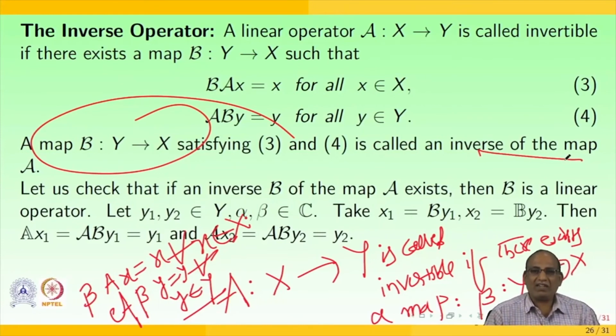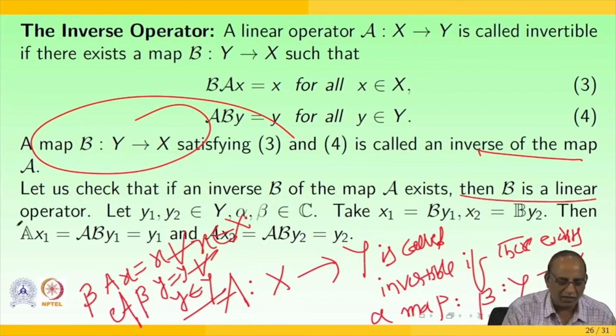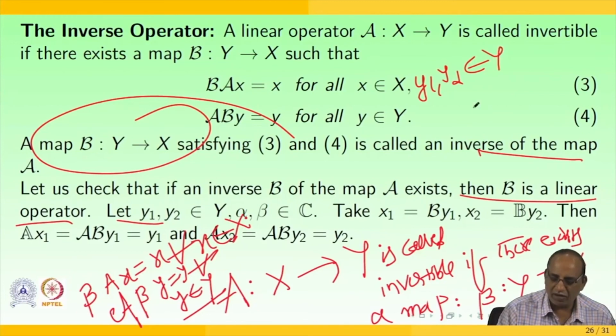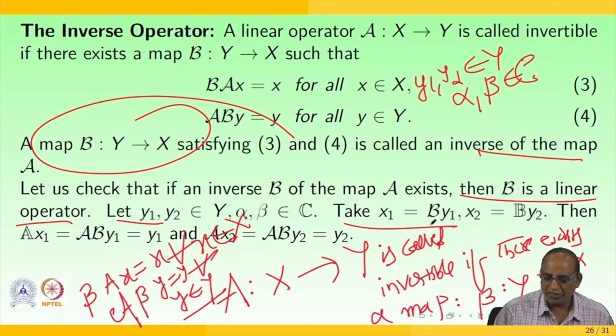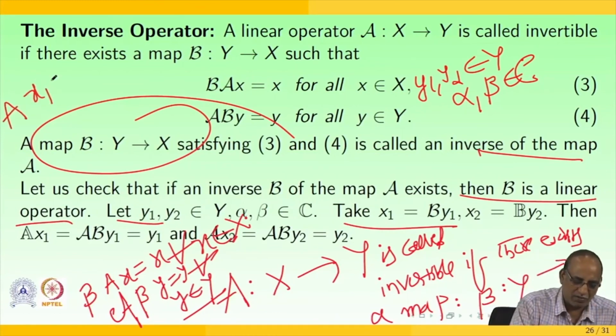Now let us check that if an inverse B of the map A exists, then B is a linear operator. Let y1, y2 belong to capital Y and alpha, beta belong to C. Then we take x1 equal to B y1 and x2 equal to B y2. Then you will have A x1 equivalent to A B y1, which is equal to y1.